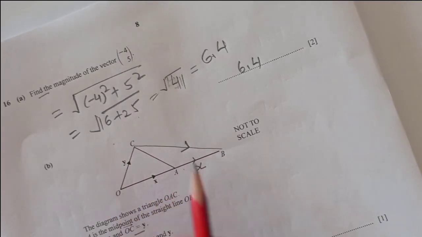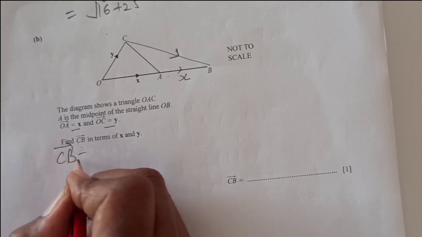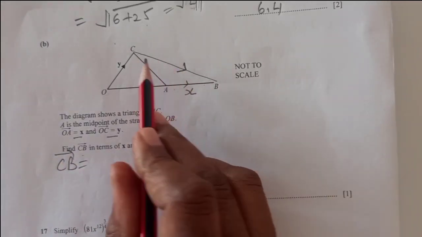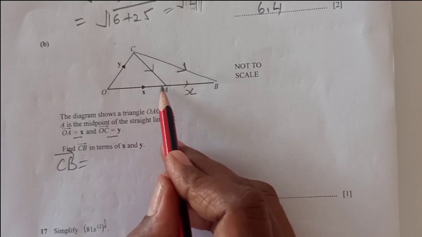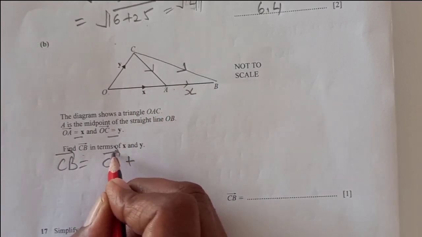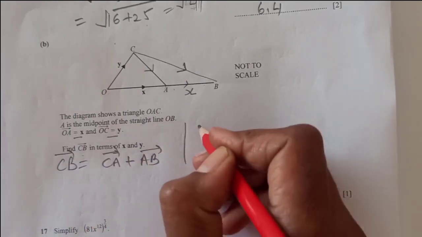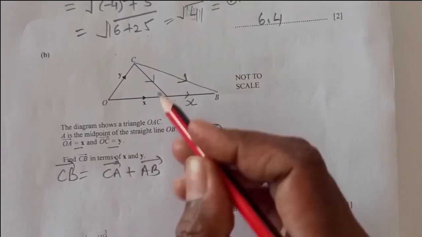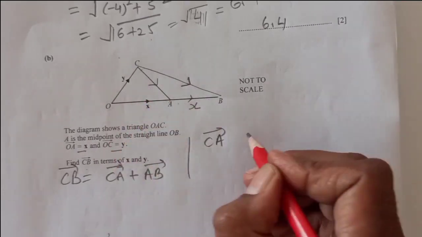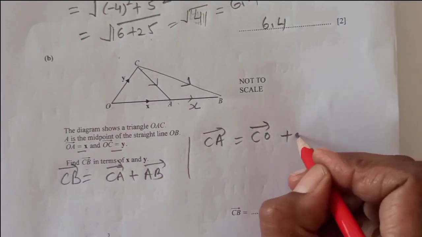Let me draw a line here. So CB is going from C to B. We can go from C to A, then A to B. So CA plus AB, right? For that we need to have CA first. For the CA, we will move from C to O, then O to A.